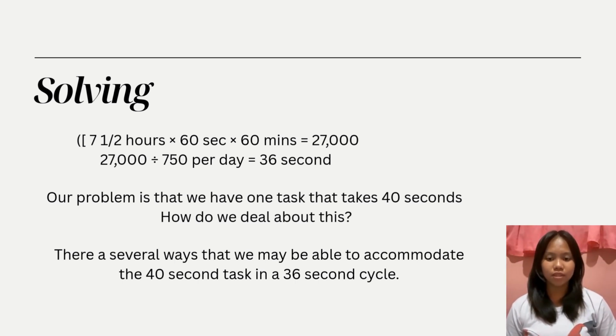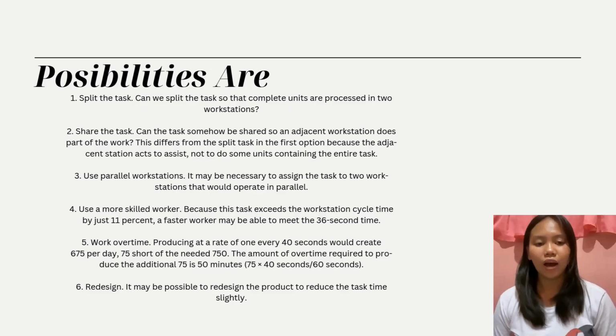Our problem is that we have one task that takes 40 seconds. How do we deal with this? There are several ways that we may be able to accommodate the 40-second task in a 36-second cycle. We have 6 possibilities. First, split the task. The task can be split so the complete units are processed in 2 workstations. This helps the work stay within the required cycle time.